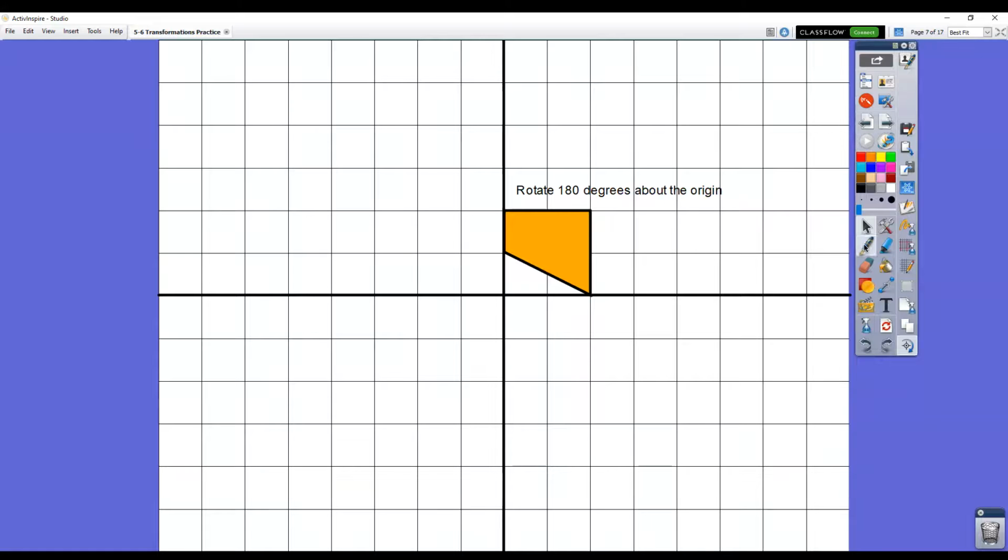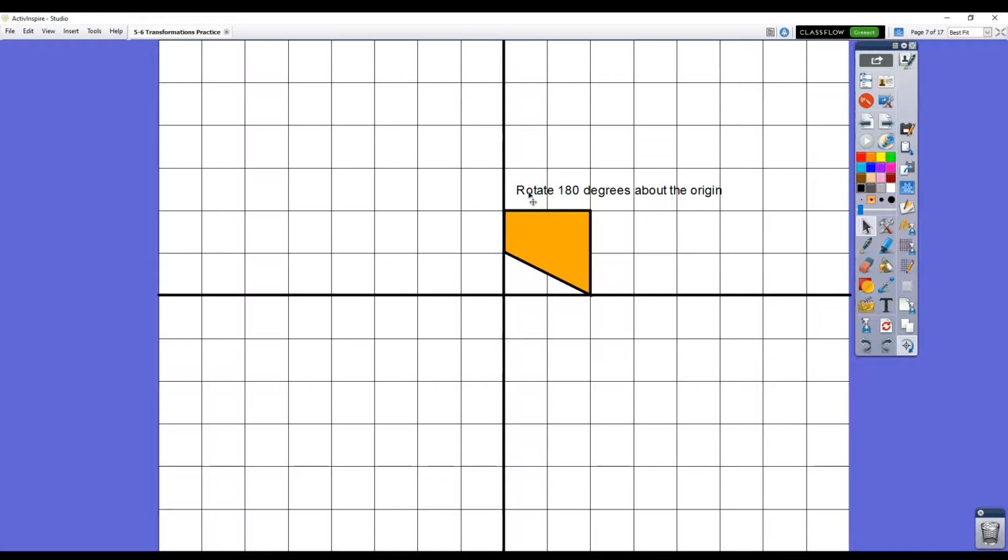Okay, we are going to practice rotating 180 degrees about the origin. So before we start doing any work, we first need to think about a couple of things. First off, what does rotate mean? What does 180 degrees mean? And what does about the origin mean?